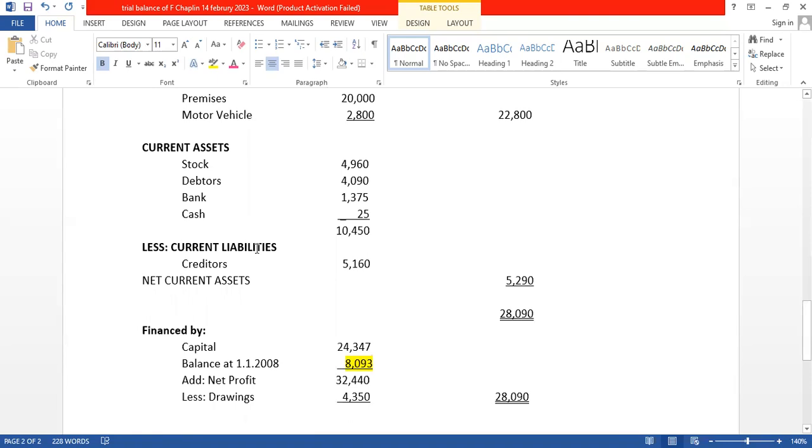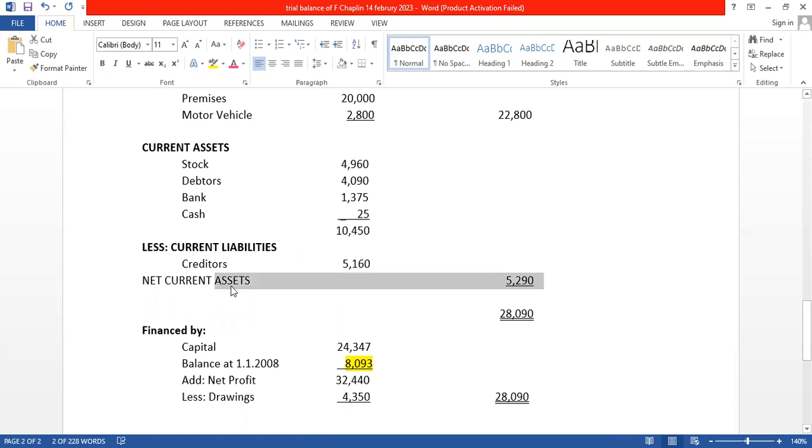Less current liabilities means, as you know, this less means to subtract. So we're going to find the creditors, which is $5,160, and we're going to subtract it from the total current assets, $10,450. Take away 5,160, and you're left with $5,290. Do you see that? Good. This figure right here becomes the net current assets.